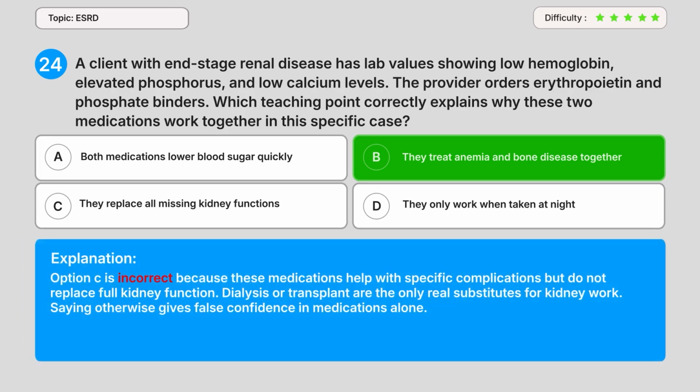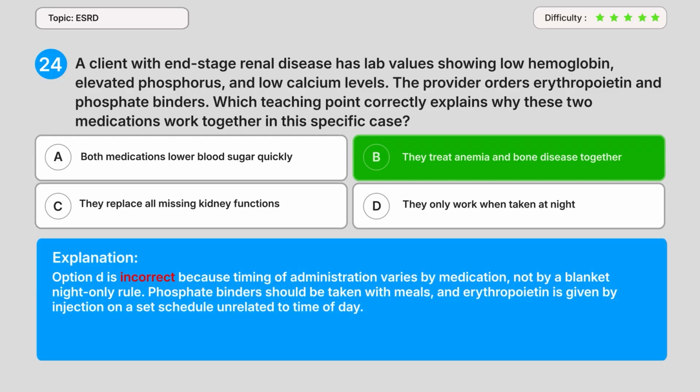Option C is incorrect because these medications help with specific complications, but do not replace full kidney function. Dialysis or transplant are the only real substitutes for kidney work. Saying otherwise gives false confidence in medications alone. Option D is incorrect because timing of administration varies by medication, not by a blanket night-only rule. Phosphate binders should be taken with meals, and erythropoietin is given by injection on a set schedule, unrelated to time of day.